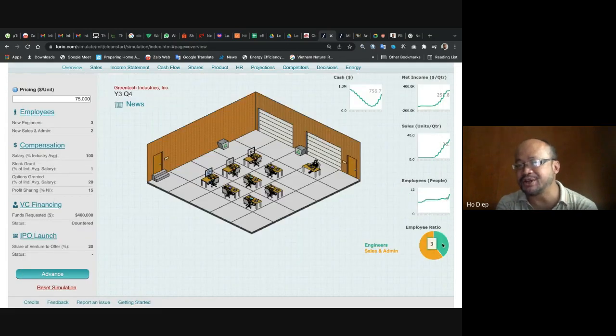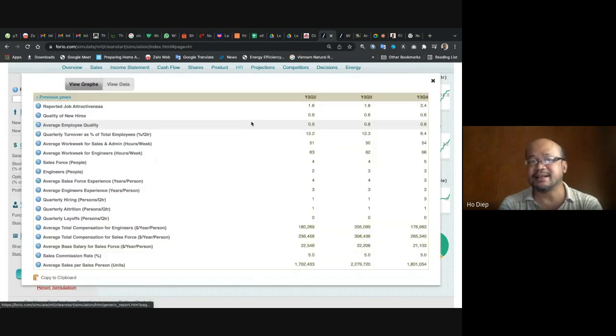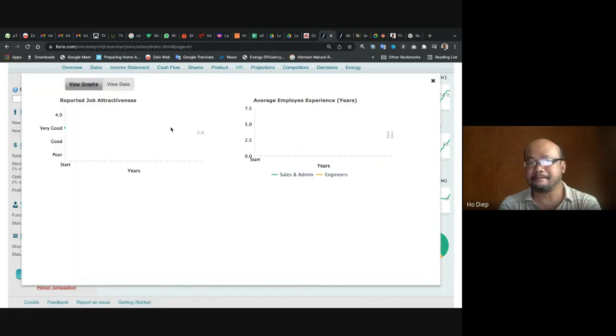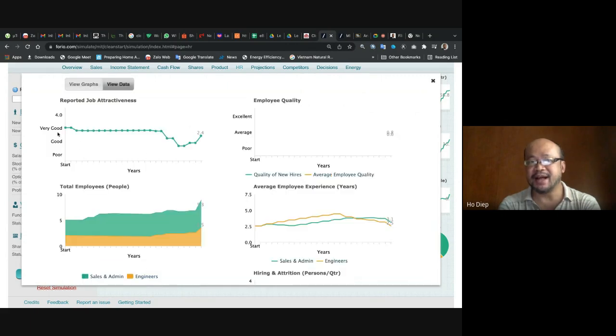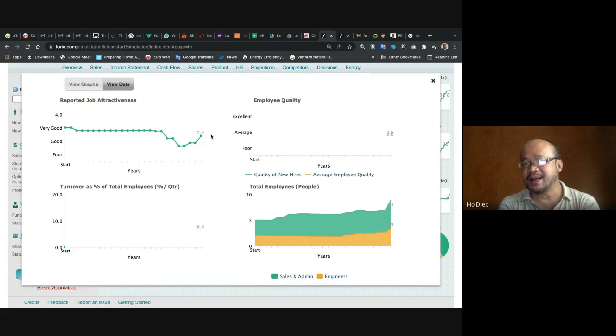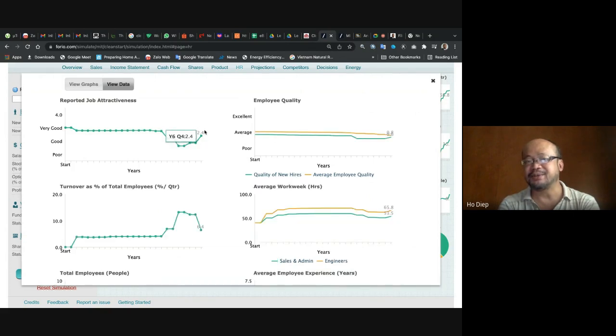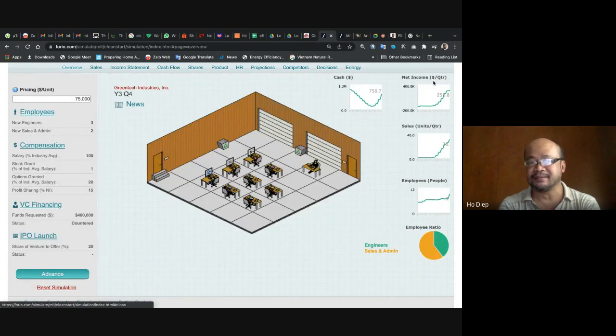But we have changed our situation. We have hired more engineers to improve our technology, our R&D, research and development. Let's continue hiring more employees and more engineers. And let's look at human resources just to see that we are improving. Yes, we are improving. So hopefully we'll manage to hire more engineers and improve on our R&D, research and development. So let's advance.